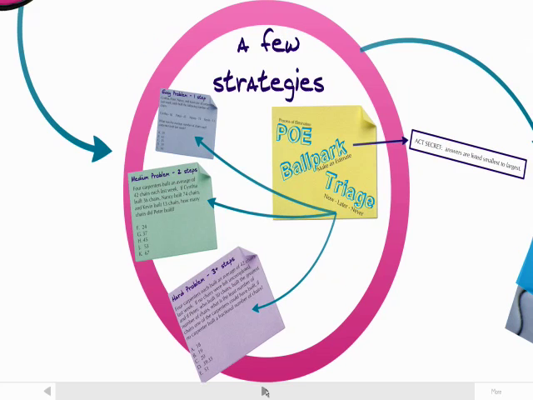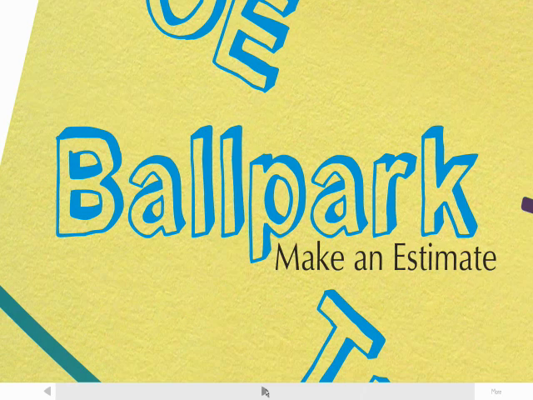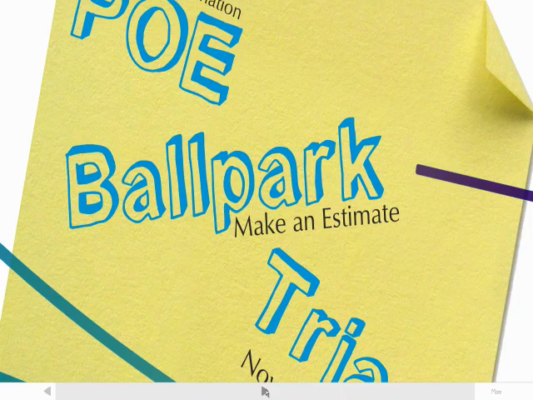There are a few strategies that we will touch on for the math section. The first is process of elimination. We worked through this last week with the English portion, and those strategies will be similar for math. Ballpark. We're going to make estimates of the answers, and you'll see that this will help you narrow down your answers and get you through the problems much more quickly than if you just worked through the problems.